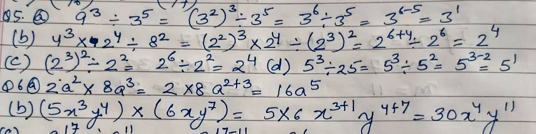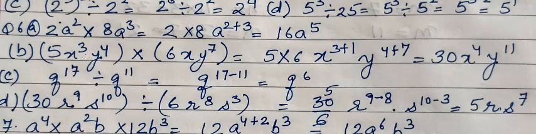In the C part, (2^3)^2 divided by 2 squared. And since the exponents are coming together, they will get multiplied. 2^6 divided by 2 squared, which is 2^4. Here they have said give the answer in terms of exponential, so we'll keep the answer here itself. In the D part, 5 cubed divided by 25, which 25 can be written as 5 squared. And on solving, it comes out to be 5^1.